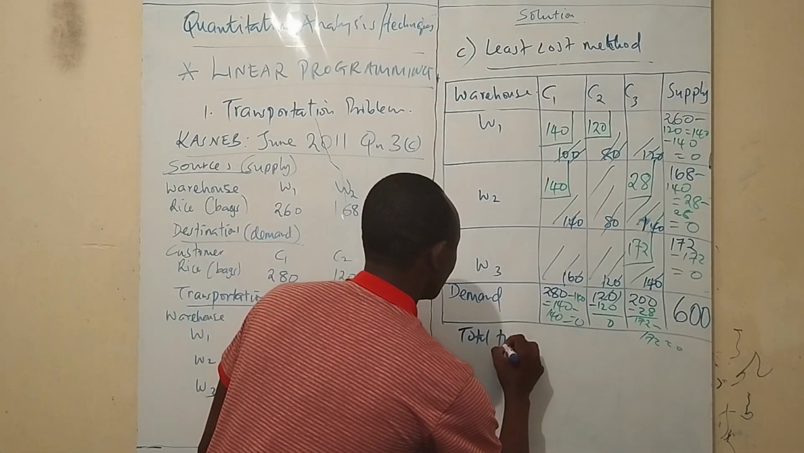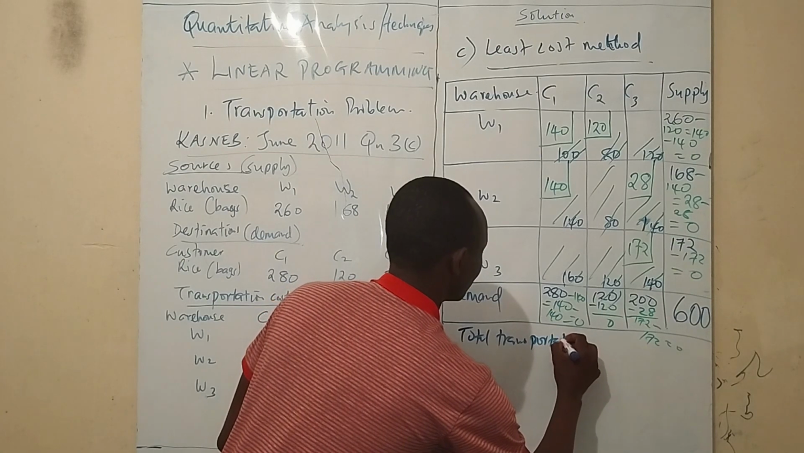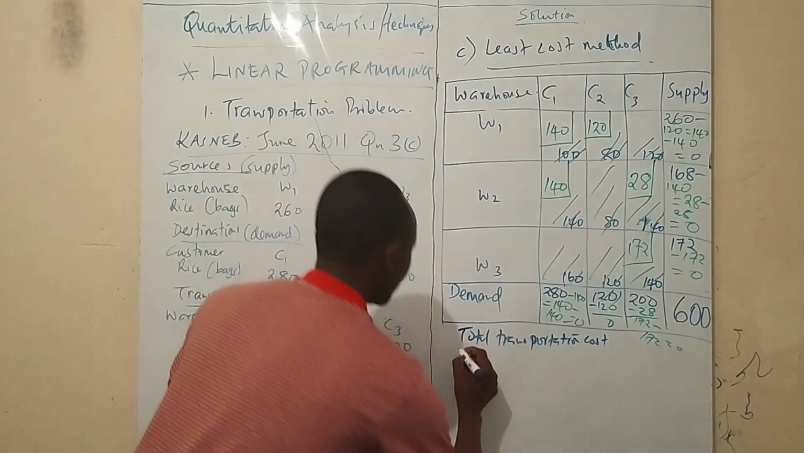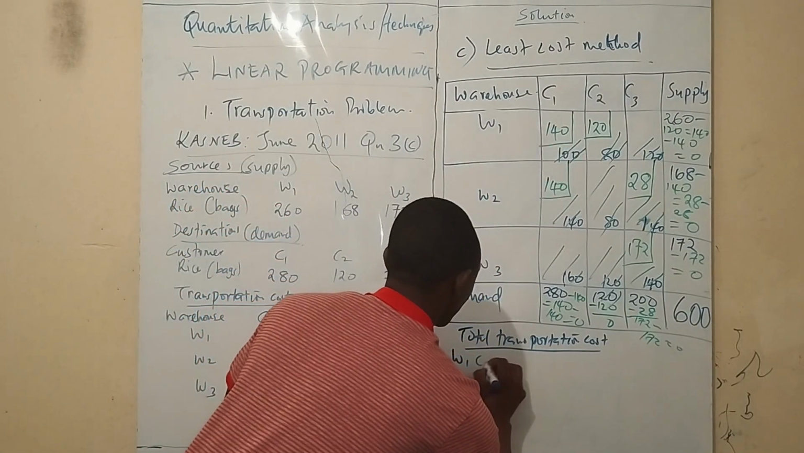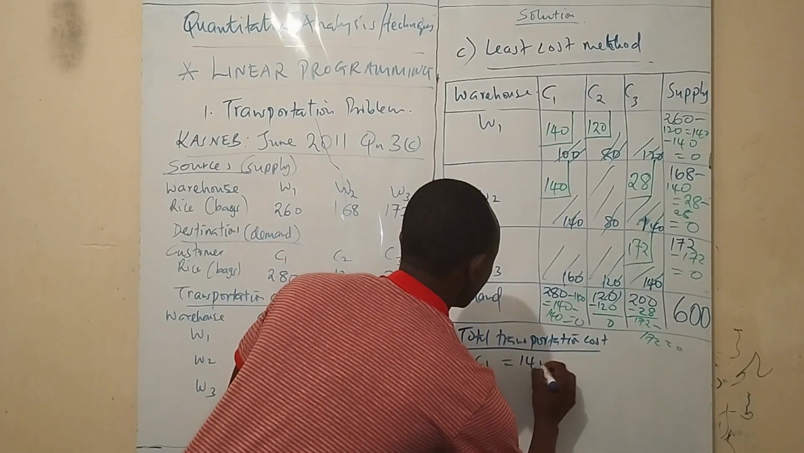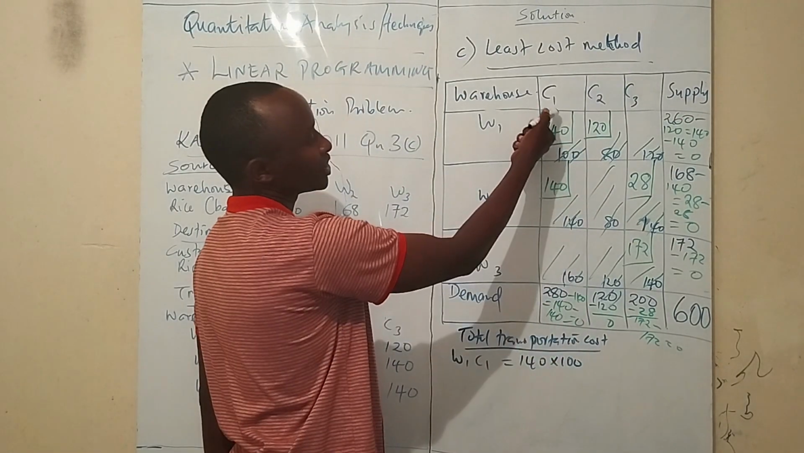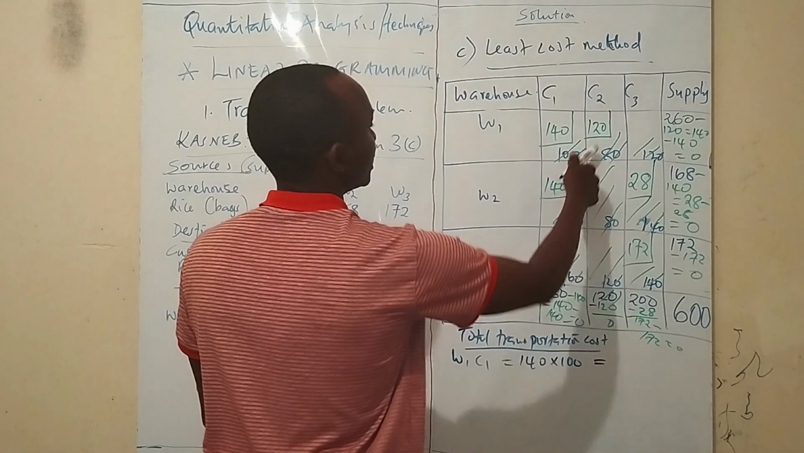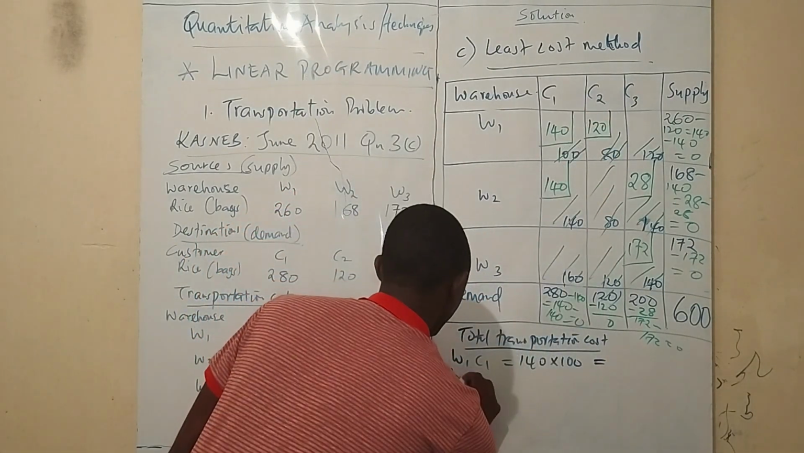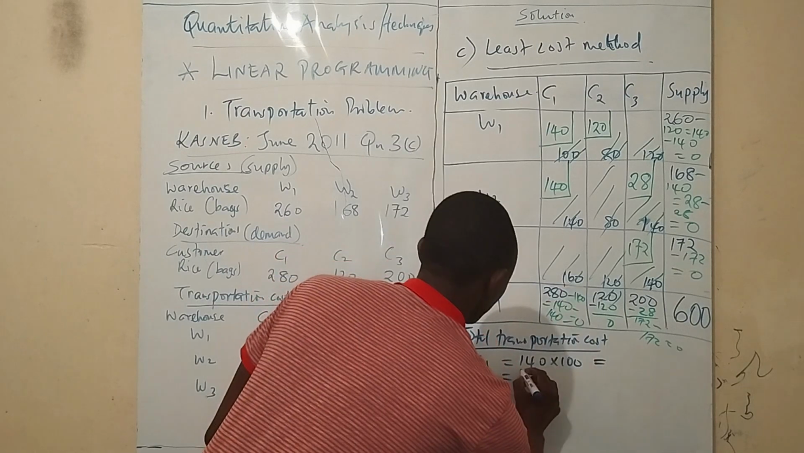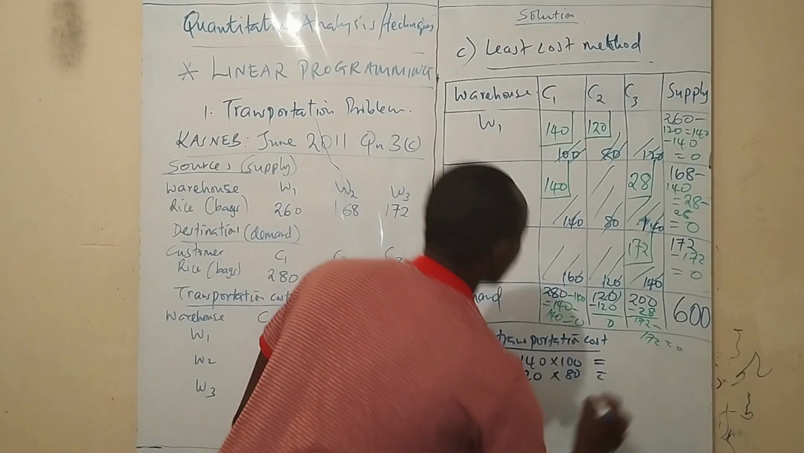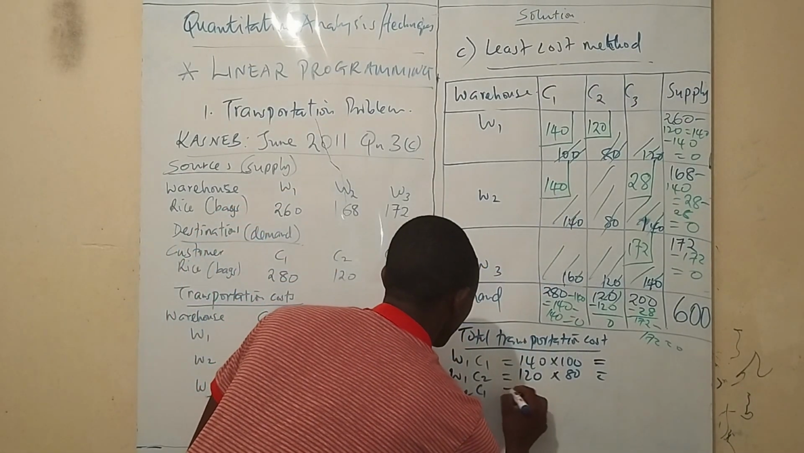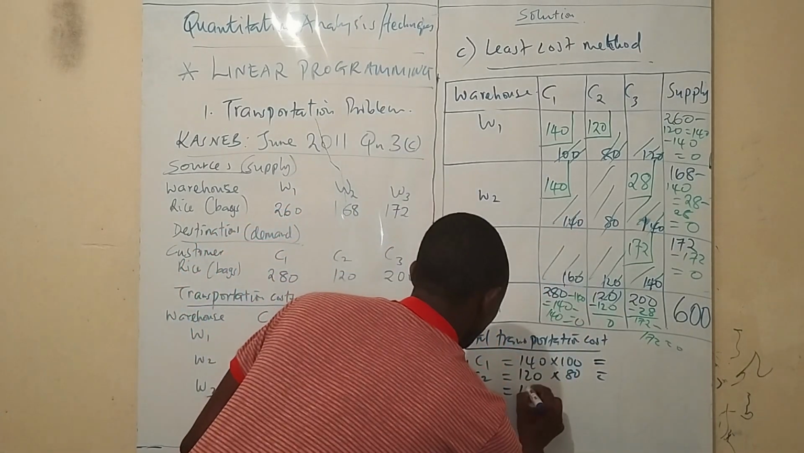Therefore, total transportation cost will be for warehouse 1, customer 1 is equivalent to 140 times 100. I mean the 140 allocated and the cost is 100 per bag. And then next is warehouse 1, customer 2. Warehouse 1, customer 2 is 120 times 80. Right? And then next is warehouse 2, customer 1. Warehouse 2, customer 1 is 140 times 140.